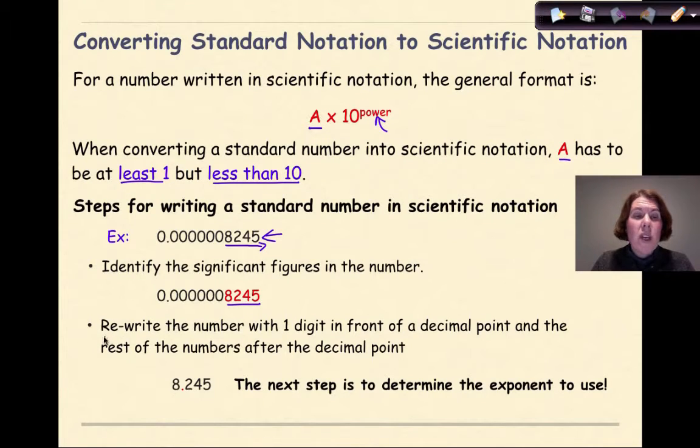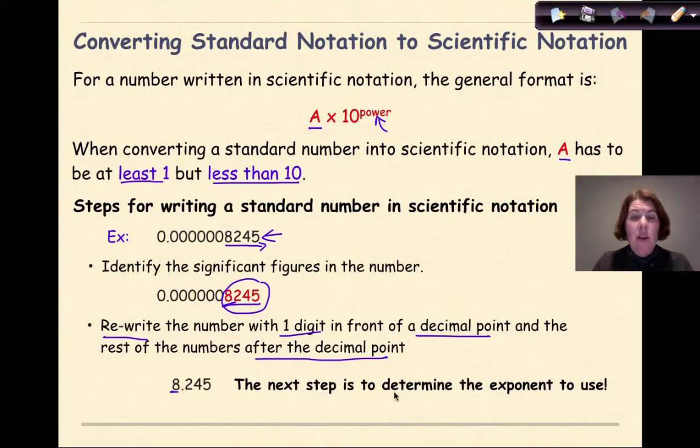We want to rewrite the number with one digit in front of a decimal point and the rest of the numbers after the decimal point. So we're going to take these numbers right here. We're going to take that first number and put it in the ones position, then a decimal, then the remaining numbers following that decimal point.